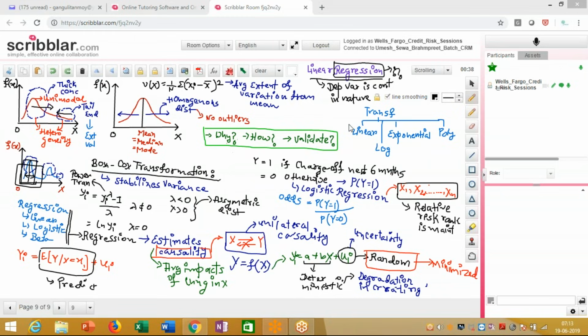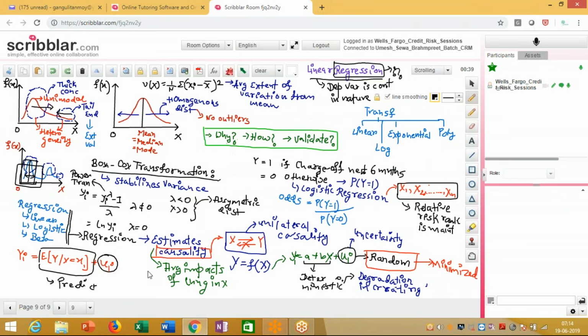Now the first question that comes out is, if I need to do this prediction, what is the requirement? Before we go into the requirement, we need to understand an important concept. This ui is a random term, right? So how do you define the randomness? How do you bring the randomness into the model?